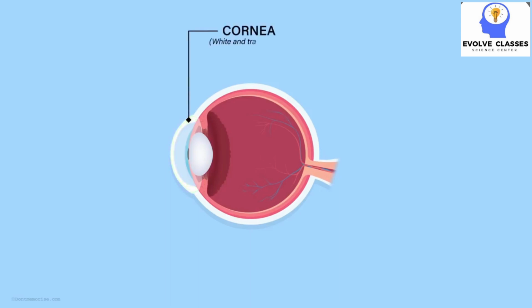It's white in color and transparent. Transparent? Yes, it means that it allows light to pass through it. It acts like a tough front wall of the eye. What is its function? It protects the interior of the eye from accidents and also does not allow foreign particles to enter the eye. Okay, so this was all about the outer layer of the eye. Let's now talk about the things present inside.